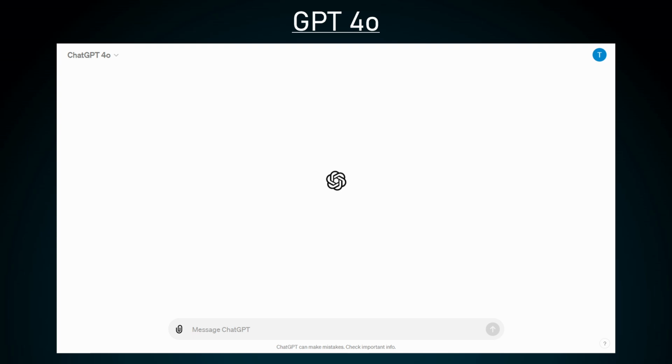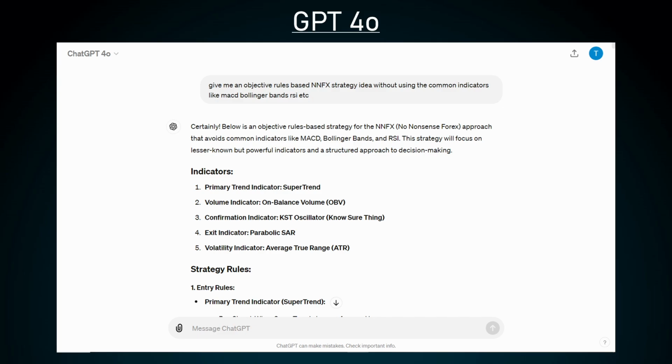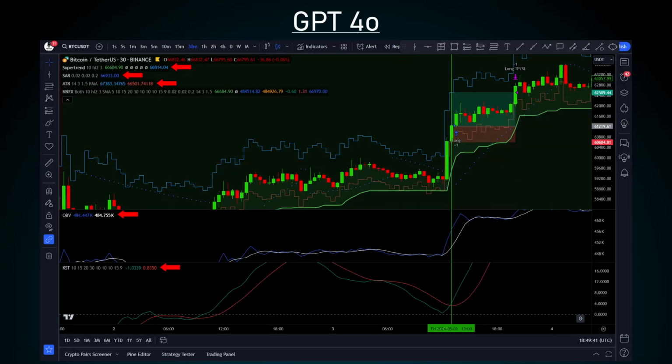First, I opened the new GPT-4o model and asked it to give me an NNFX-style trading strategy idea that doesn't use the generic indicators like the MACD, RSI or Bollinger Bands. Its response was fast and gave me an interesting strategy idea. This strategy uses the SuperTrend as a trend confirmation, the No Sure Thing as the main entry signal indicator, the OBV as volume filter, the Parabolic SAR as exit signal indicator, and the ATR as the static stop loss and take profit placement.